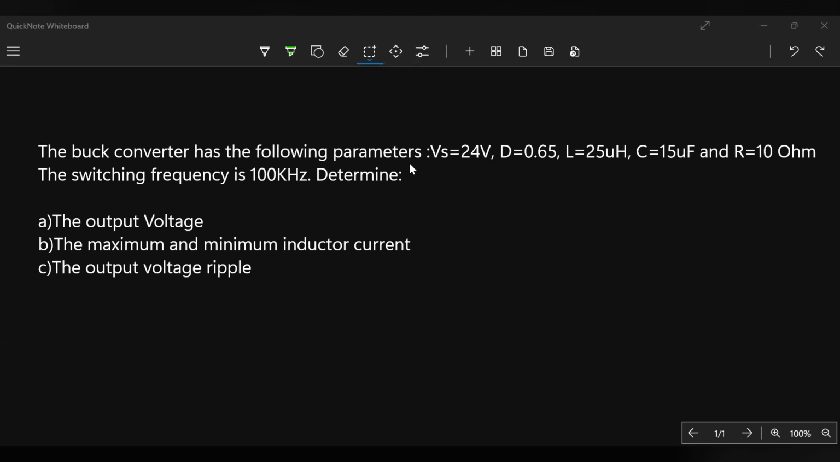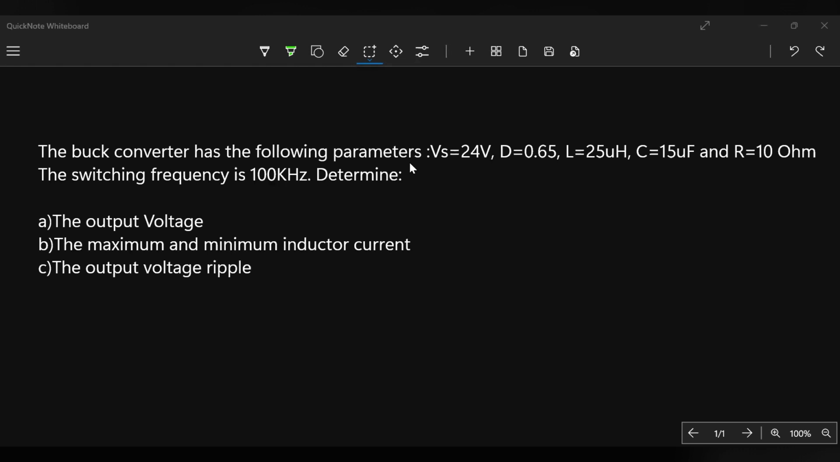So we are given the parameters here. We are given the source voltage, which is the input voltage, which is 24 volts. We are given the duty cycle, and of course, the duty cycle is simply the ratio between the on period of the waveform to the total period of the waveform.